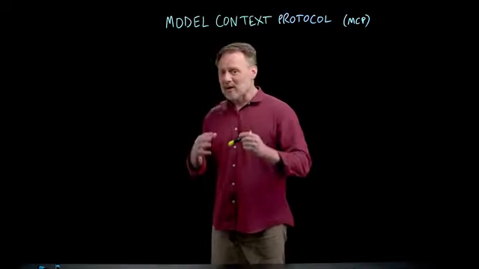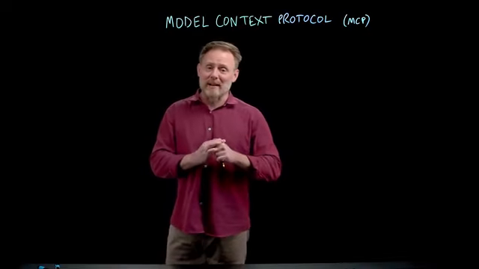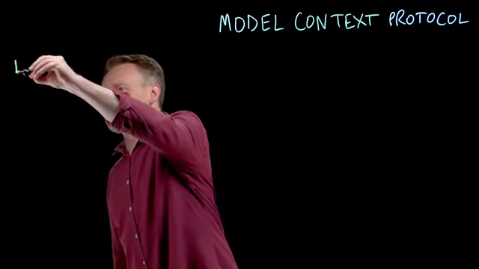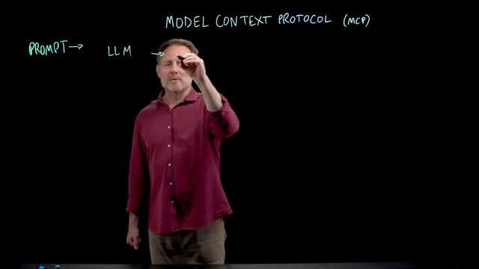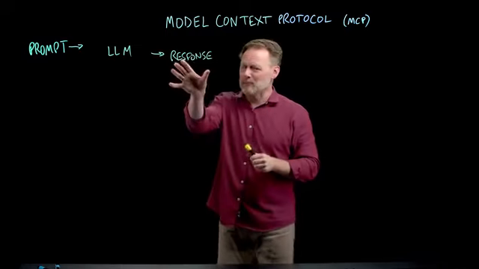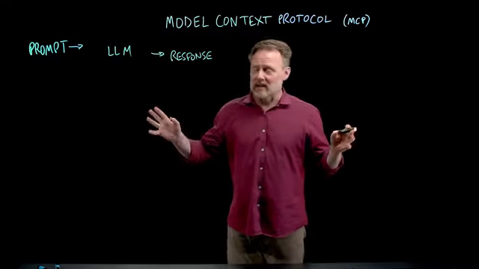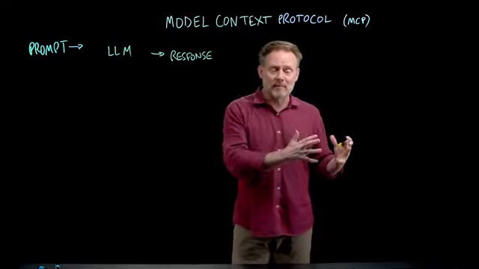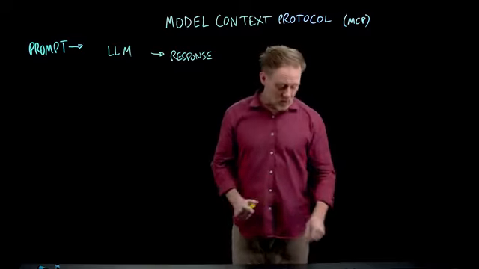Now, let's start by remembering how an LLM basically works from an outside perspective, right? You have a prompt and you send that into an LLM. Out of that LLM, you get a response. Now, there are two problems here. That response is just words. And if words are what you want, you're doing fine. But what if you want to do something? That's what agentic AI is all about. You want to cause effects out in the world.